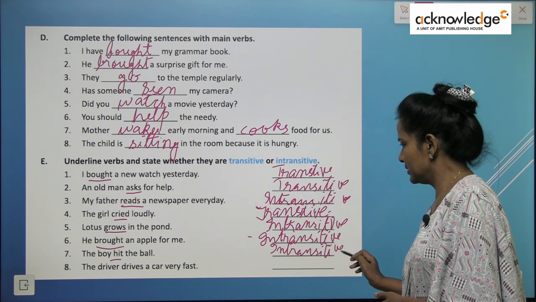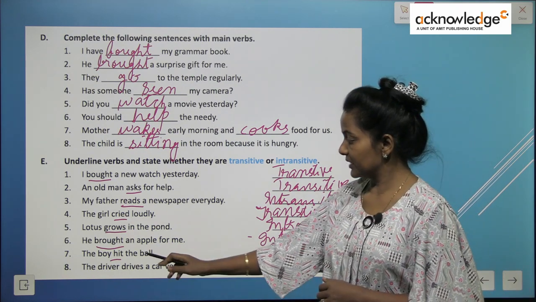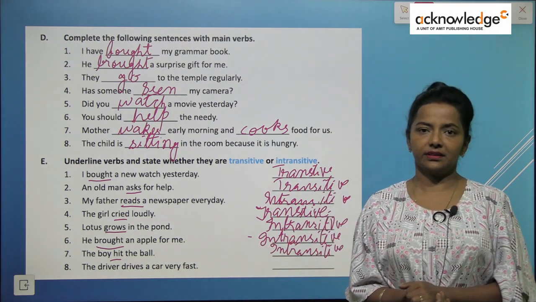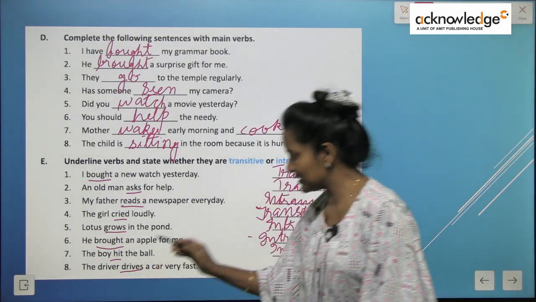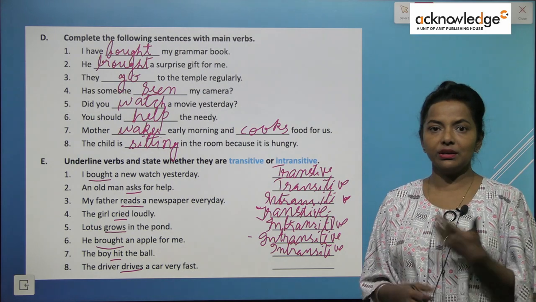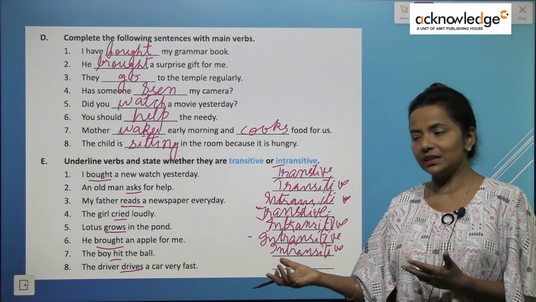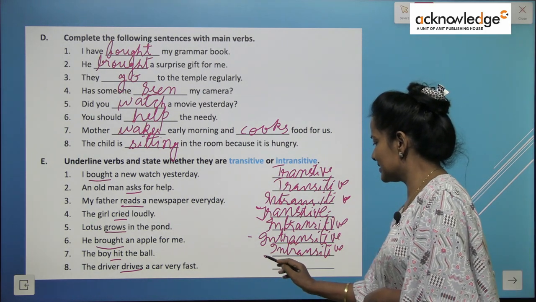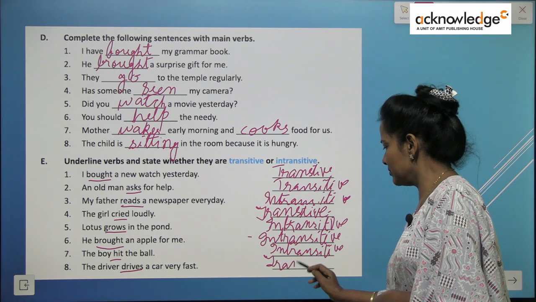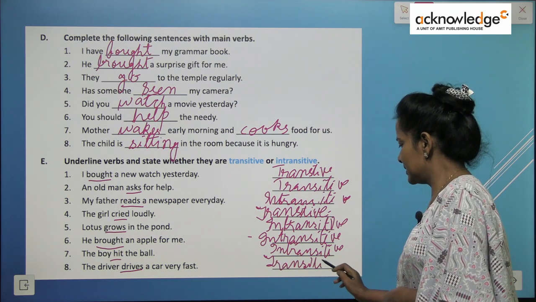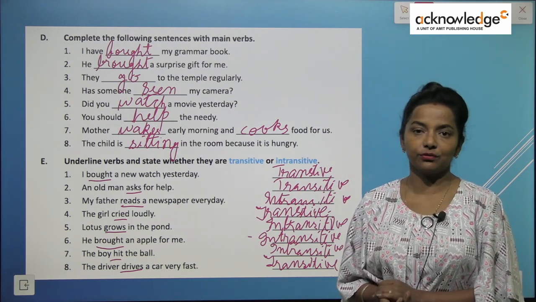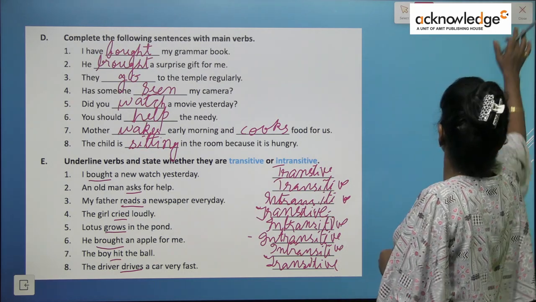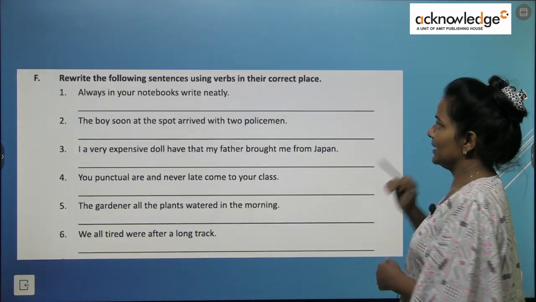Fine, children. And the last one, the driver drives a car very fast. Yes, drives. The driver drives. How is he driving? Very fast. The object has been added here. So, this is transitive verb. So, now children, here we complete this exercise of transitive and intransitive verbs.